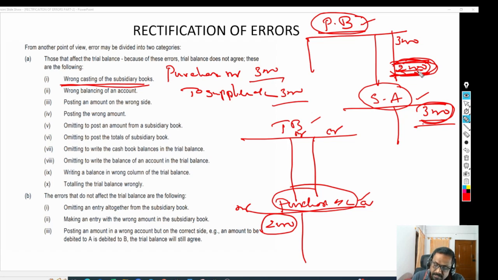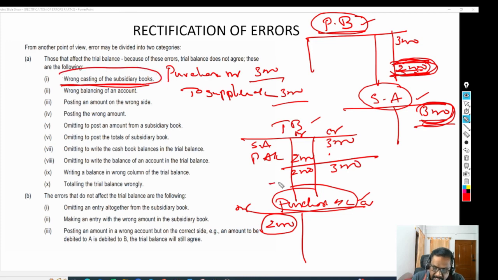Now, the supplier account is having a credit balance. That will come as 3,000 in the trial balance as supplier account. And the purchase account will come as 2,000 on the debit side. Now you total the trial balance: the debit side is coming 2,000, the credit side is coming 3,000. So wrong casting of the subsidiary book is having an impact on the trial balance. See, the trial balance debit total is 2,000, the credit total is 3,000. Both the totals are not matching. Hence, this has an impact on the trial balance. Are you getting my point?